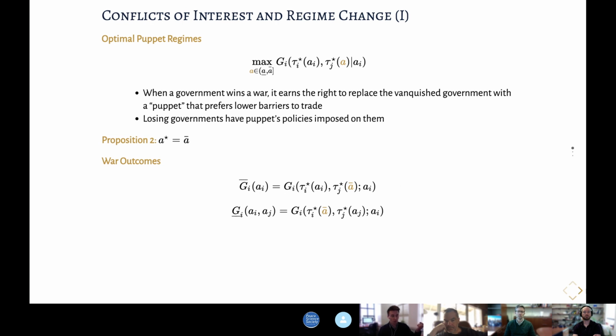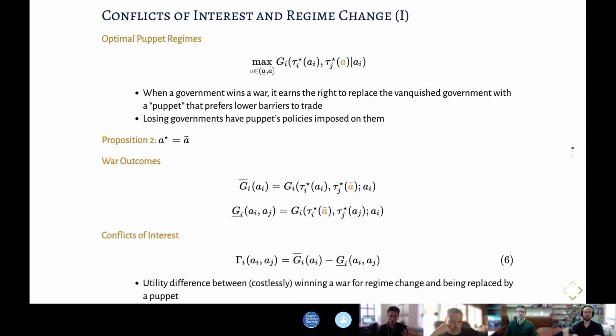And so once we've characterized what's going to happen in the wars, we can think about the best and worst outcome of a war from the home government's perspective. If I win, I'm going to get utility G upper bar, which is just my utility for my ideal home policy and a maximally open foreign government. But if I lose the war, of course, I'm going to get replaced by a maximally liberal government and have to suffer under that policy. And the foreign government is going to implement its ideal policy, and that's going to give me utility G lower bar expressed here.